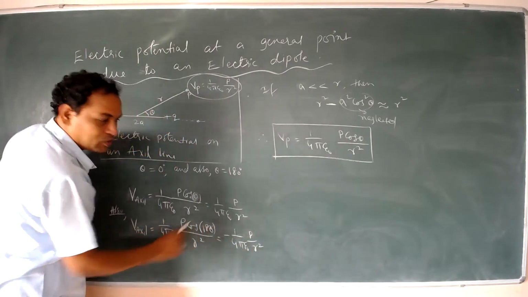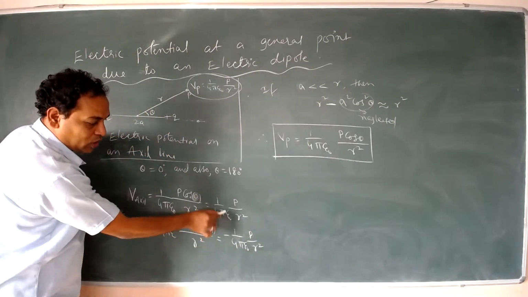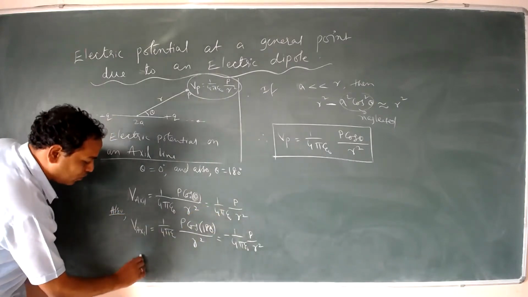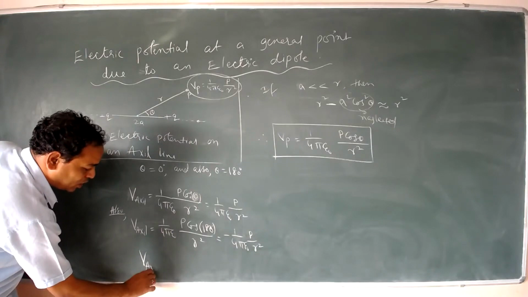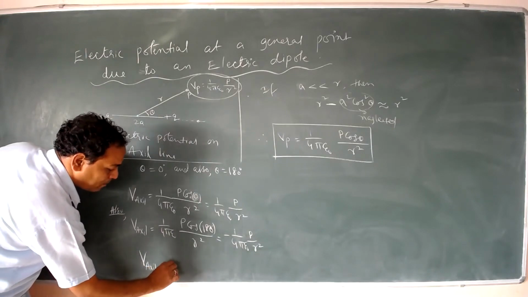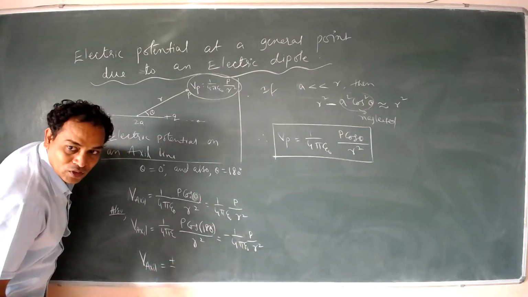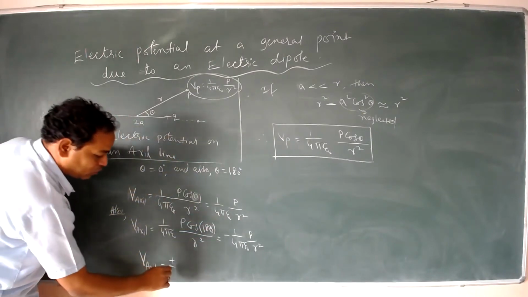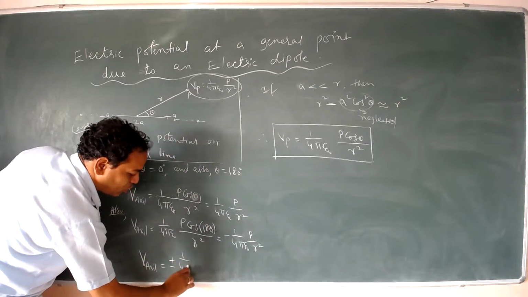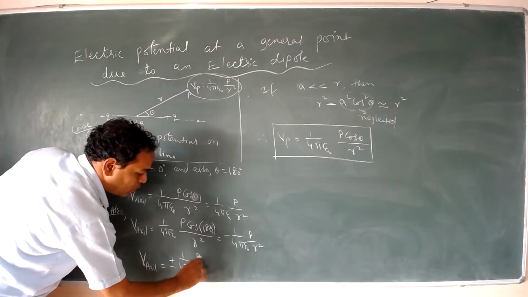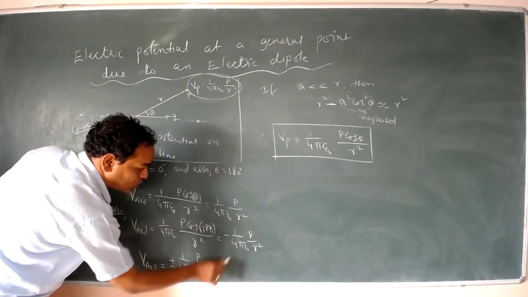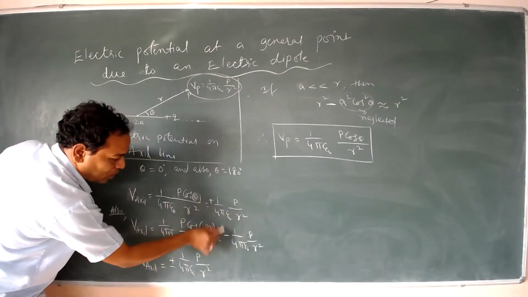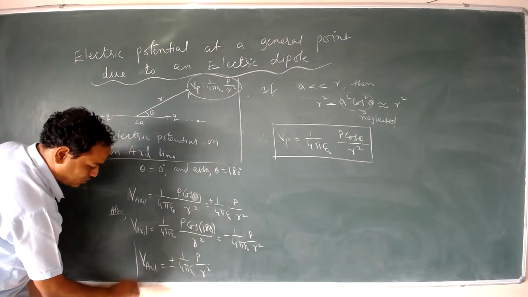So there are two possibilities. One is a negative value, one is a positive value. So generally, by combining these two, we can write V on the axial line will be plus or minus. Plus for at this point, minus for at this point. So therefore, plus or minus of 1 by 4 pi epsilon naught into P by R square. These two combined we can write like this.